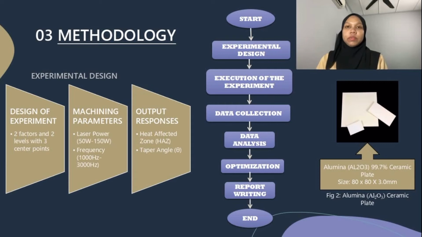Chapter 3, I will proceed with the methodology. This is the flowchart for this project. Firstly, design the experiment. The material used is 99.7% alumina ceramic plate with 3 mm thickness, and the experimental design for this project is generated using Minitab software version 20.2. The full factorial method will be used with 2 levels, 2 factors, and 3 center points.